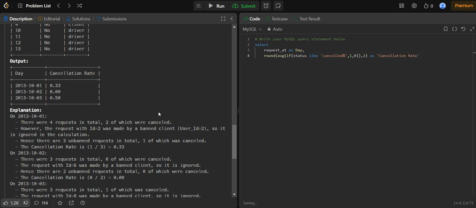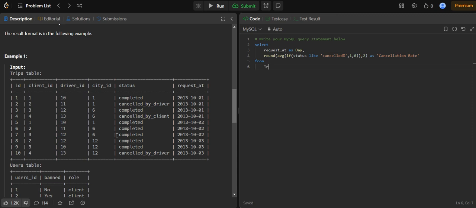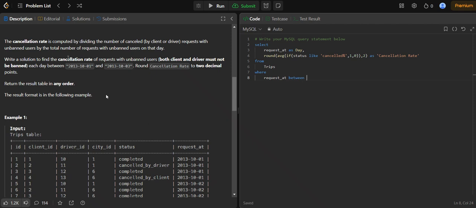Okay, so this is done. Now from which table? From the table called trips. Now I'm going to use the filter, the where. So this is very important here, where the request date must be between certain dates, request_at between which are the dates. I will simply copy this here.